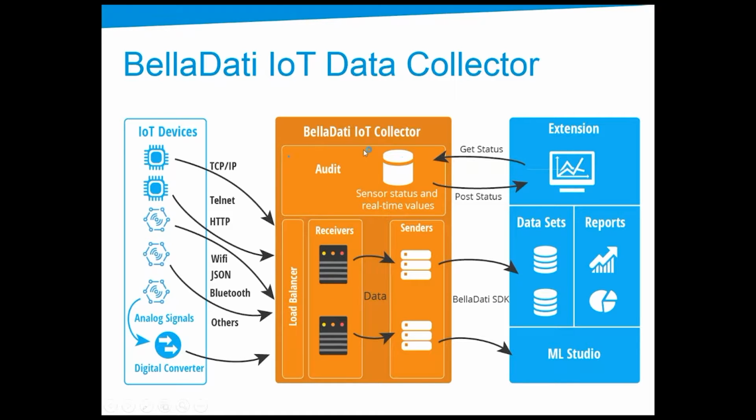So the receiver is something which is either accepting the data from the sensors or getting the data on demand from the sensors. Then we have two additional modules. The audit module is responsible for getting the sensor statuses. You can get as well the real-time values to build, for example, some kind of operational dashboard. So you don't need to send the data to the BellaDati. You just need to, for example, use the BellaDati extension to visualize the current data.